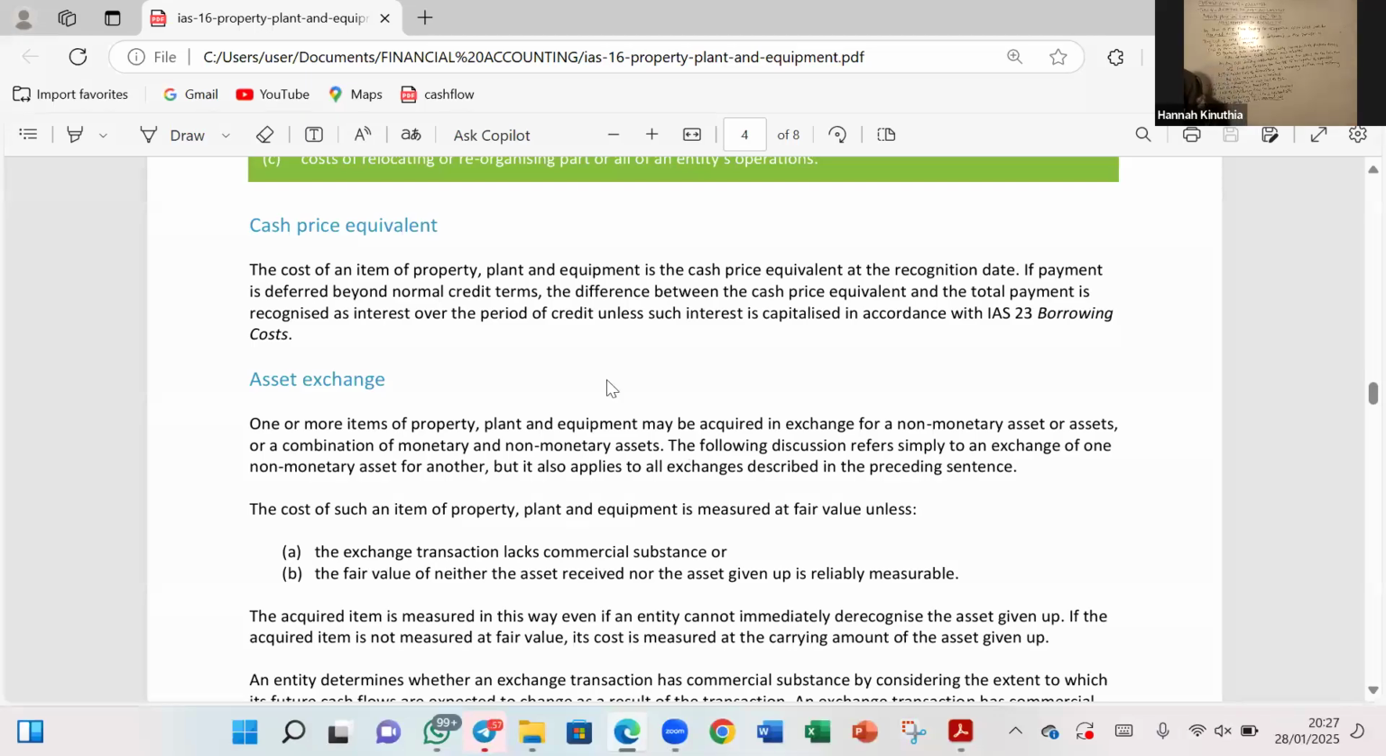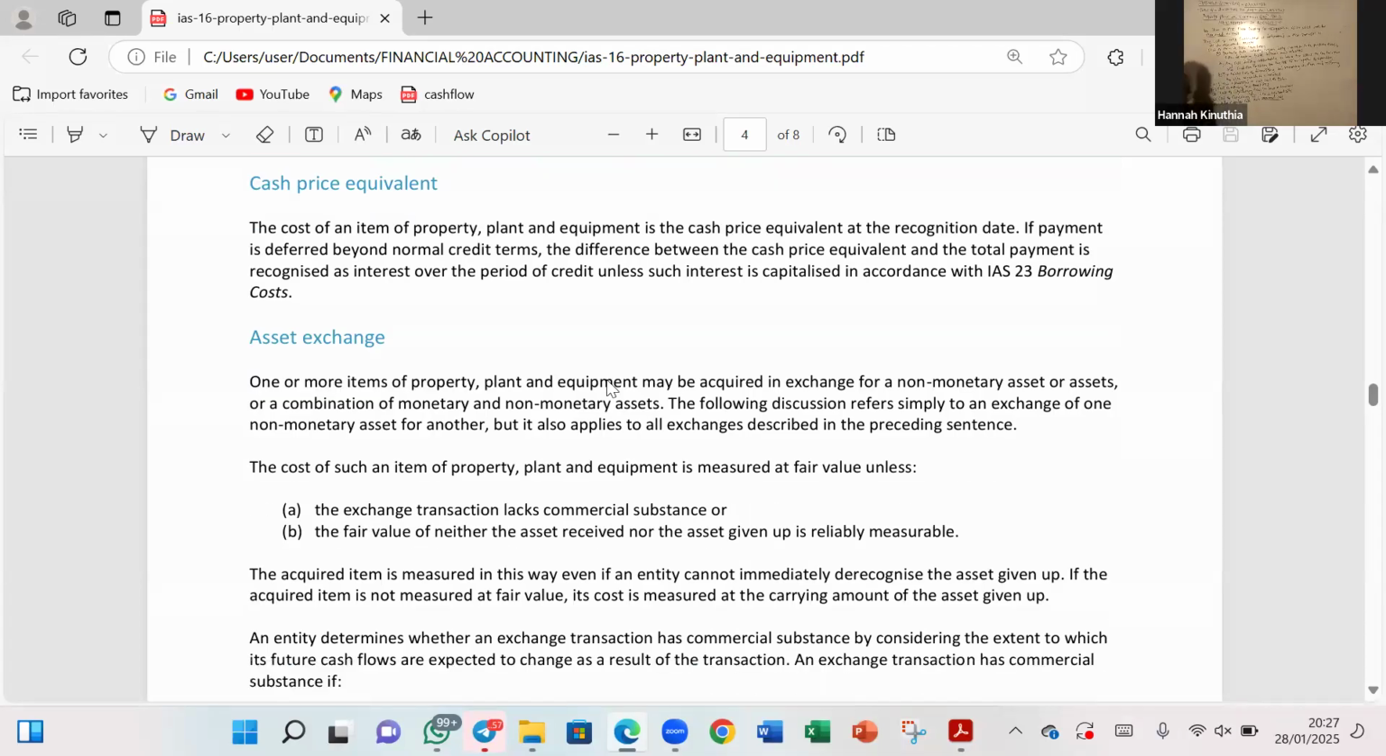Now that one, I want to talk about the cash price equivalent. Now cash price equivalent, what does it mean? So can you see my board, my presentation? Yes.